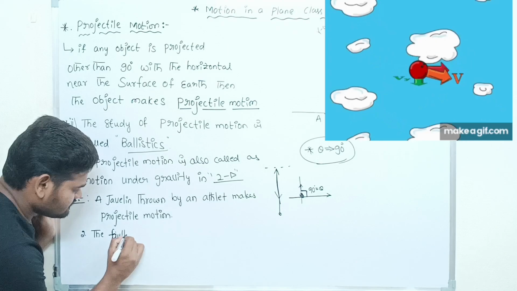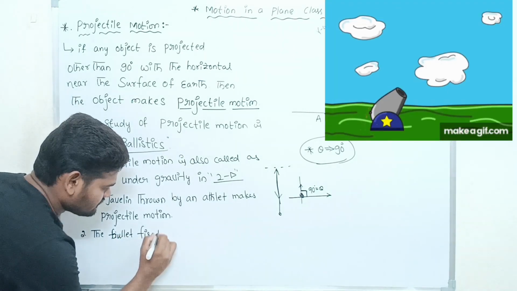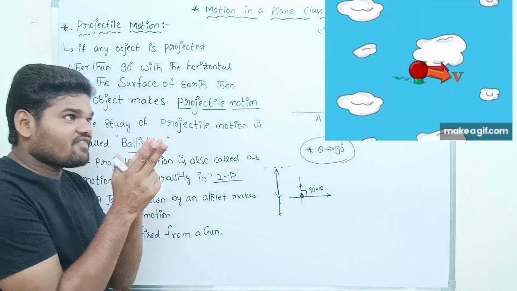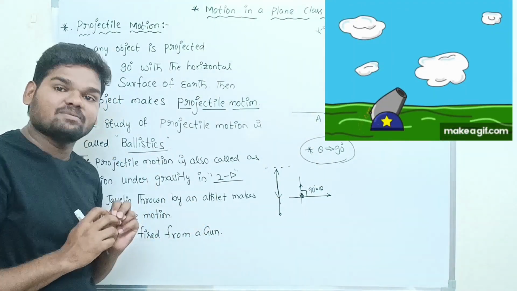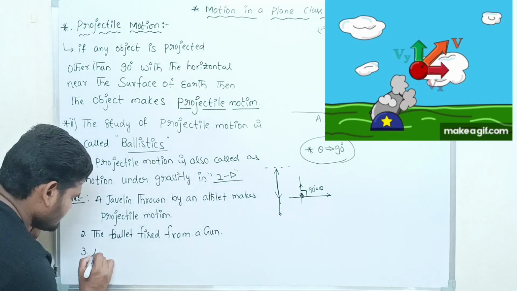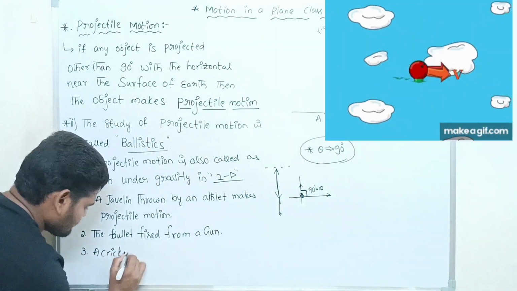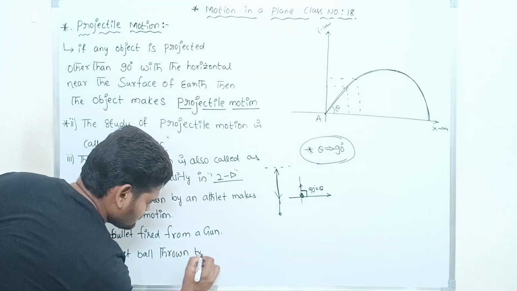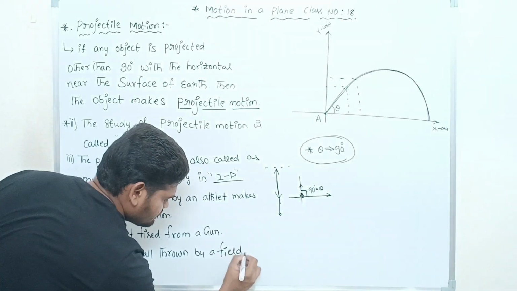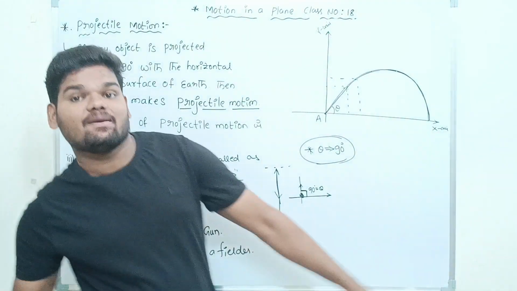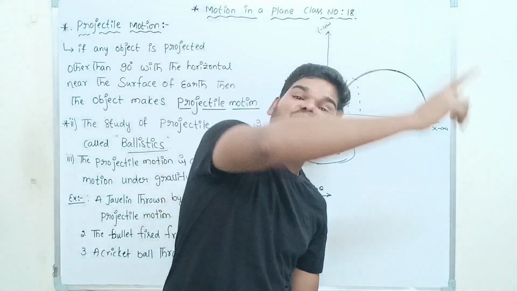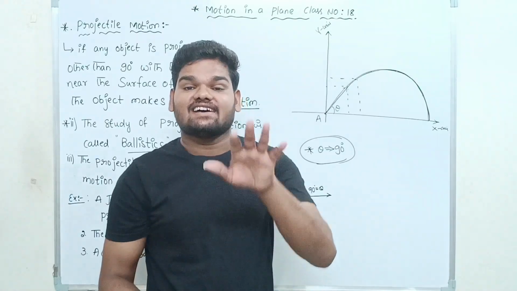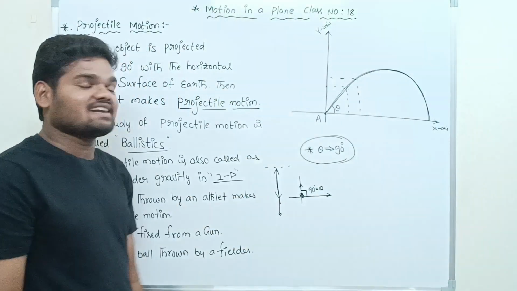Whenever a bullet is fired from a gun, it makes a projectile motion. The third one, a cricket ball thrown by a fielder. Whenever the fielder throws a ball, that ball makes projectile motion because the angle of projection of that ball is less than 90 degrees. Then it makes projectile motion.